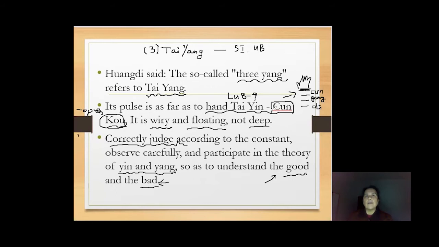So basically, this page just means we need to feel the pulse, especially at the Chun Kou location, and think about the quality of the pulse, what kind of pulse is good and what kind of pulse indicates a severe condition. We can feel all of this from the Chun Kou, where the Hand Tai Yin meridian passes. Then we can make adjustments for different situations. So that's the discussion of three yang, Tai Yang.